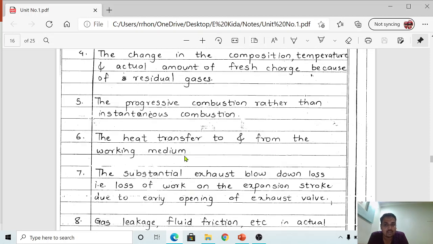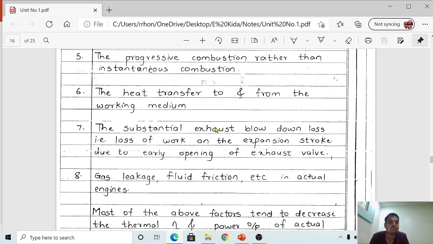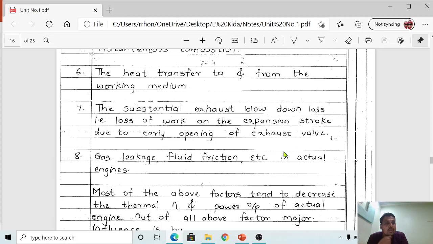Similarly, the seventh one, the substantial exhaust blowdown loss, that is the loss of work on the expansion stroke due to early opening of the exhaust valve. Mr. Otto considered that the inlet valve will open and the exhaust valve will close according to the cycle of operation, but sometimes it does not happen. Later on we will talk about the valve timing diagram also. Because of this, sometimes there is a loss of work on the expansion stroke. This is one of the reasons.